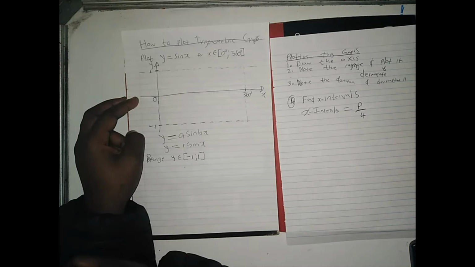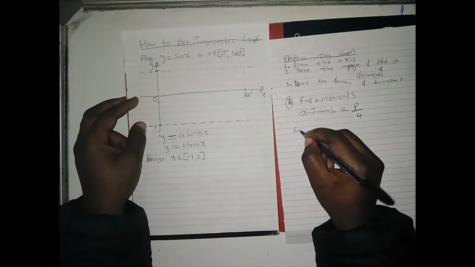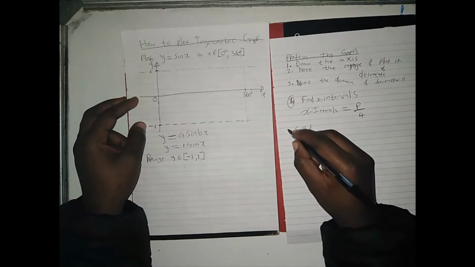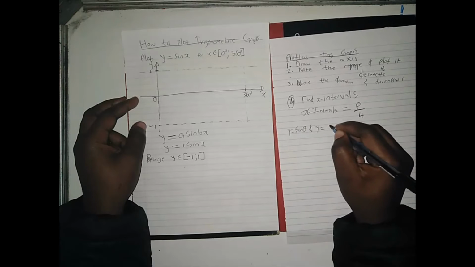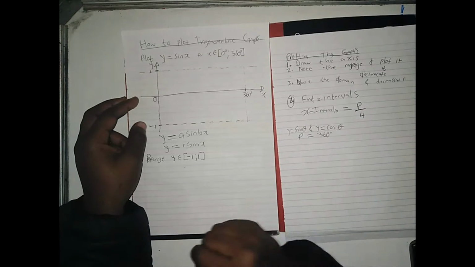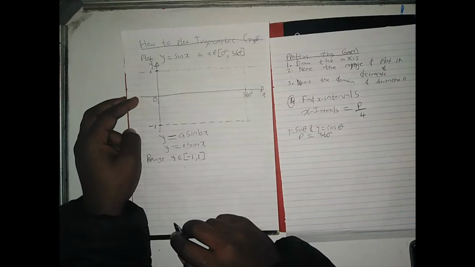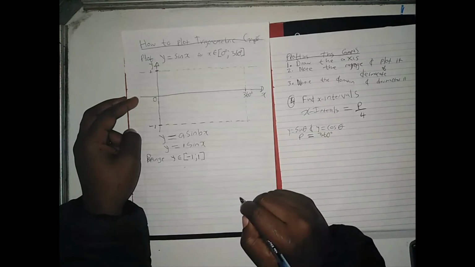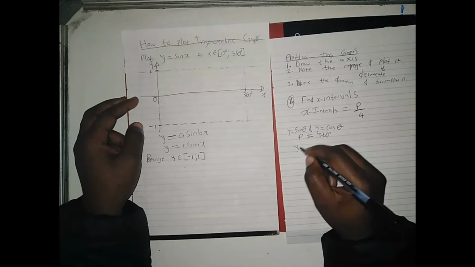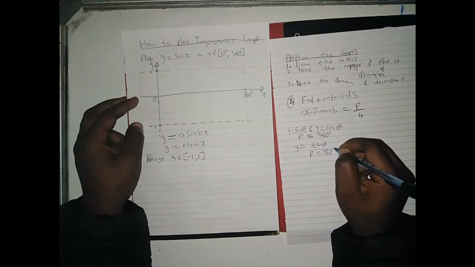Okay, so for sine theta and cos theta, period is, let's just write it in. For y is equal to sine theta and y is equal to cos theta, P is equal to what? Is equal to 360 degrees. And then if you've got y is equal to tan theta, your P will be 180 degrees.